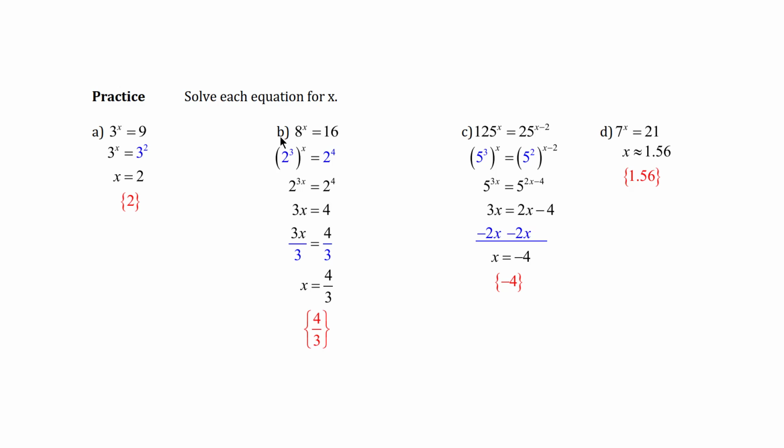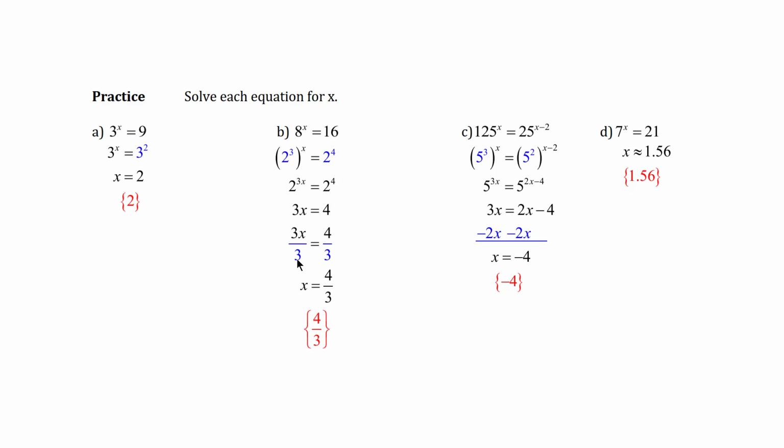For part B, we need to rewrite 8 as an exponent with a base of 2, so this would be 2 cubed, and we could rewrite 16 as 2 to the 4th power. So we have (2 cubed) raised to the x power equals 2 to the 4th power. Next, we can multiply the exponents together. 3 times x is 3x, so we have 2 to the 3x power equals 2 to the 4th power. Next, we apply the uniqueness property of exponents. We get 3x equals 4, and now we need to solve for x by getting rid of the 3.